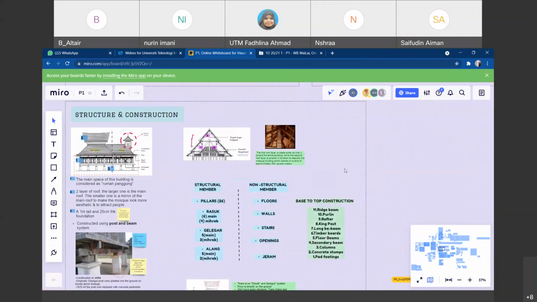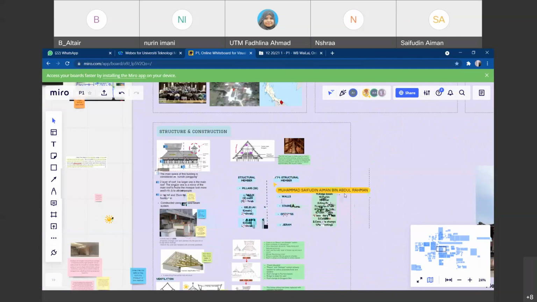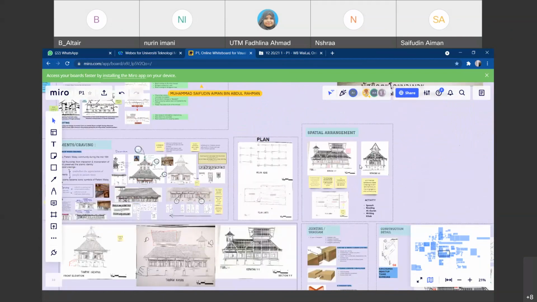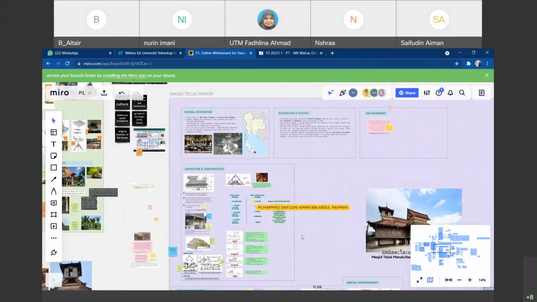How about the spatial arrangement? The plan? The arrangement will be covered by Ain. Okay, alright. So Pudding, what else do you have?